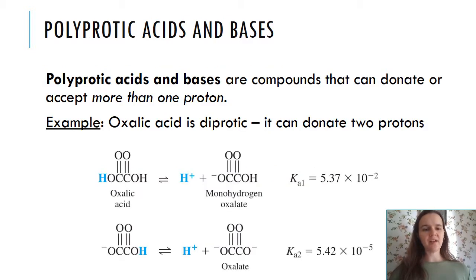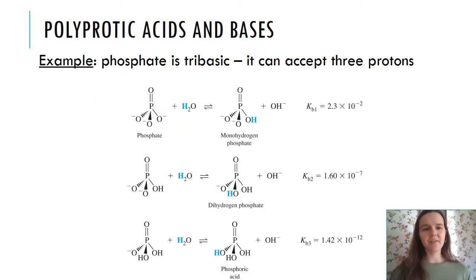There are also polyprotic acids and bases that are compounds that can donate or accept more than one proton, thus the poly part. So oxalic acid is a diprotic acid. It can donate 2 protons, and so it has 2 Kas. The blue protons here are the ones being lost, and so you see in the top left that oxalic acid has 2 H's. And after it loses the first one, it's created an intermediate compound, the monohydrogen oxalate, and it has a certain Ka. Then that compound can lose its other proton in a second equilibrium expression and become the fully basic form of oxalate.